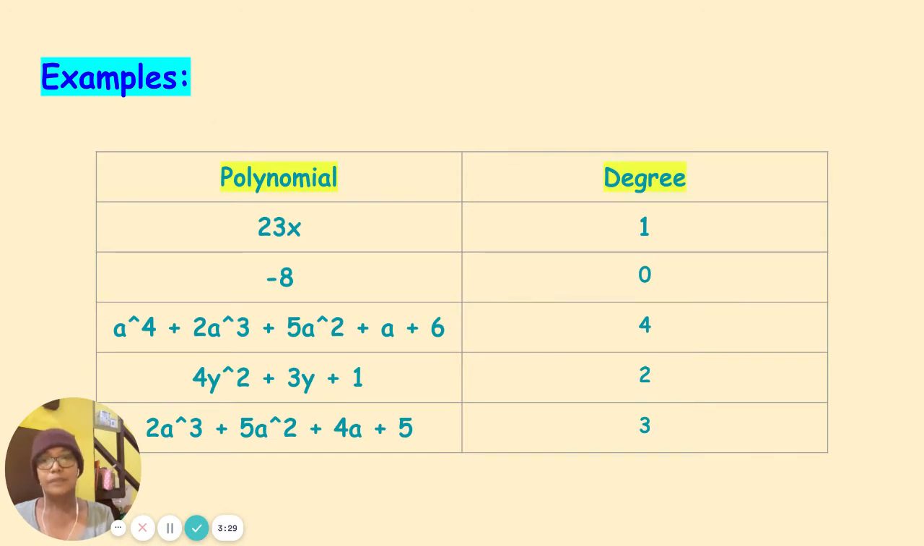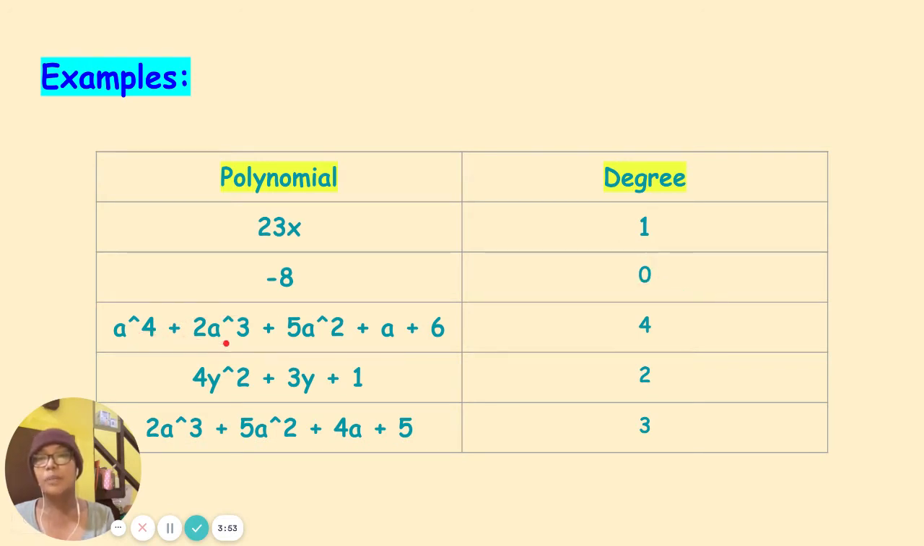Okay, so example. More examples about degree. So 23x, the exponent here is 1, so therefore your degree is 1. So negative 8 is a constant, therefore the degree is 0. A number is a constant when there is no letter beside it. Okay? Pag wala pong katabing letter, that is a constant. So the degree, therefore, is 0.